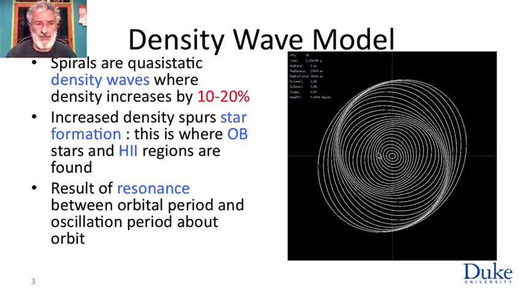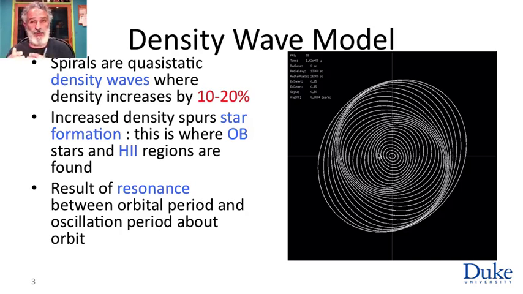Well, the model that was proposed by Lin and Shu in the 1960s is called the density wave model. And the idea is that spiral arms are not material objects. They are density waves propagating through the disk. The wave propagates, as you recall, with a completely separate velocity that is the wave velocity. It's completely independent of the motion of the actual objects in the disk. When we had a wave going down a string, the string wasn't moving at all, and the wave propagated down the string.